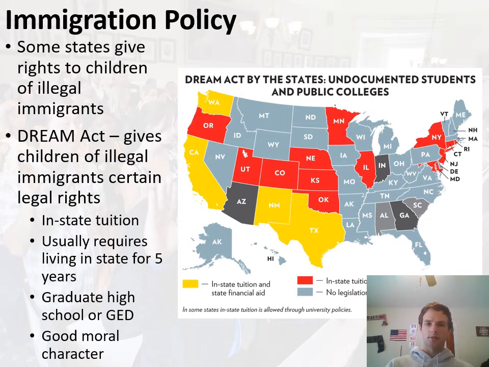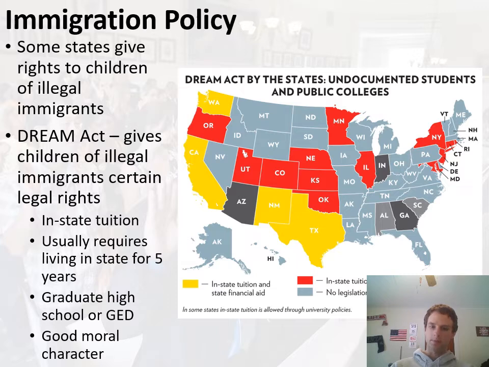One legal system that we see is something called the DREAM Act. I'll talk about the DREAM Act first, and then I'll talk about the much more relevant current issue, which is what to do with the DACA recipients. So the DREAM Act, which is some fancy acronym for basically the children of illegal immigrants, gives children of illegal immigrants certain legal rights.